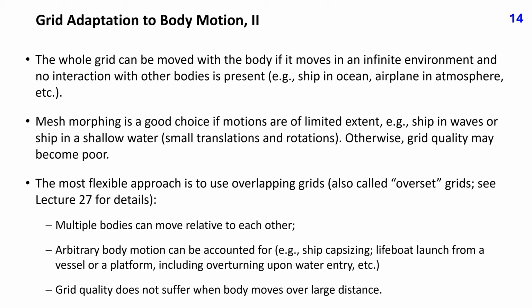The most flexible approach is to use overlapping grids, also called overset grids. See lecture 27 for details. The advantages of this approach are: multiple bodies can move relative to each other, including path crossing. Arbitrary body motion can be accounted for, for example, ship capsizing, lifeboat launch from a vessel or a platform, including overturning upon water entry, etc. And grid quality does not suffer when the body moves over a large distance.